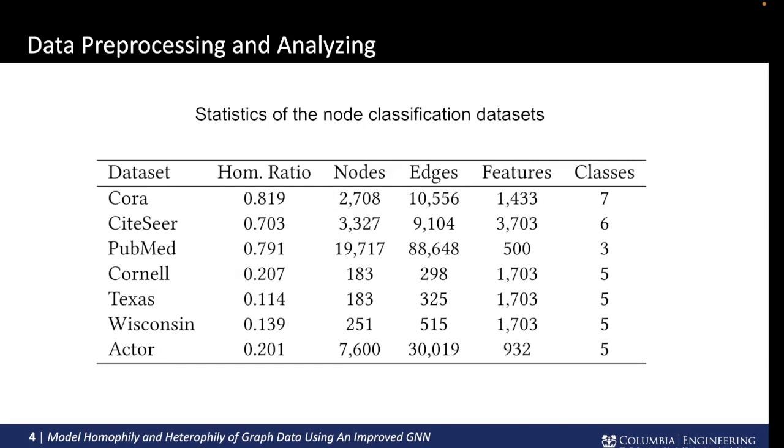We did analysis on nodes, edges, features, number of classes, and homophily ratio for the datasets. Homophily ratio represents the fraction of edges that connect two nodes of the same label. If the ratio is close to 1, that means the dataset is homophily, and if the ratio is close to 0, that means the dataset is heterophily. We can judge from homophily ratios that Cora, Citeseer, and PubMed are homophily graphs, while Cornell, Texas, Wisconsin, and Actor are heterophily graphs.